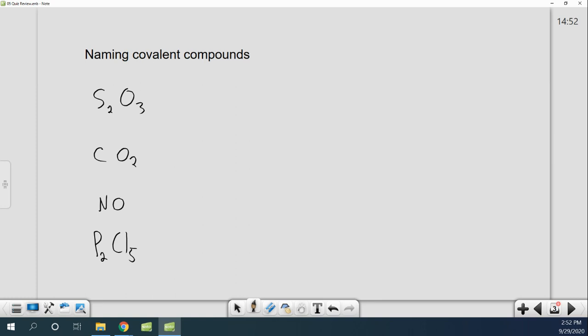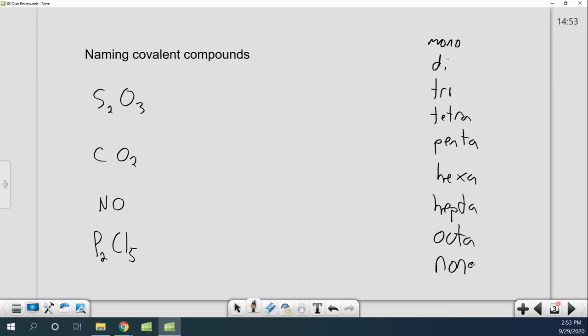Okay, covalent compounds. Way, way easier. Mono, di, tri, tetra, penta, hexa, hepta, octa, nona, etc. It's very, very rare that you get down into this range here. Hepta, no, hepta, that's a T. Sometimes it happens, but it's pretty rare. All right, so let's take a look.